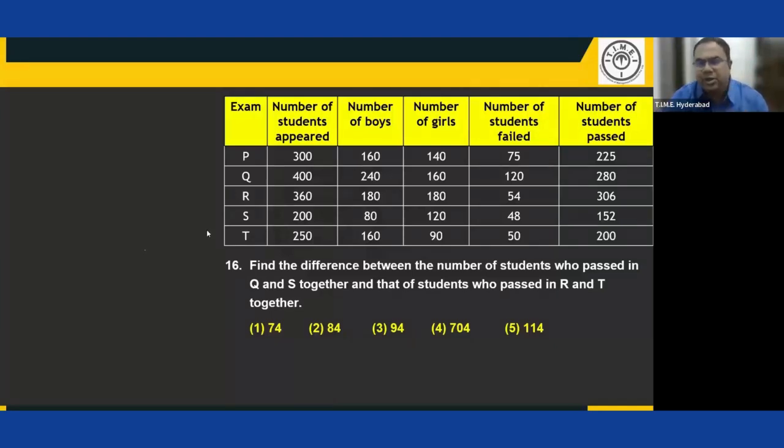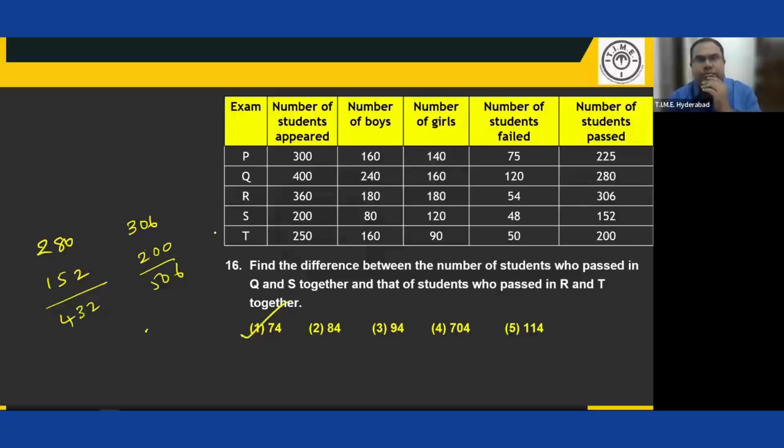Difference between the number of students passed in Q and S. How many passed in Q and S? 280. S is how much? 152. And the number of students who passed in R and T. R is 306. T is how much? 200. This is 506. This is 432. So if you take the difference, you'll get 74. 74 is option 1. Anjana correct answer. Sri Lakshmi, Lenovo correct answers.